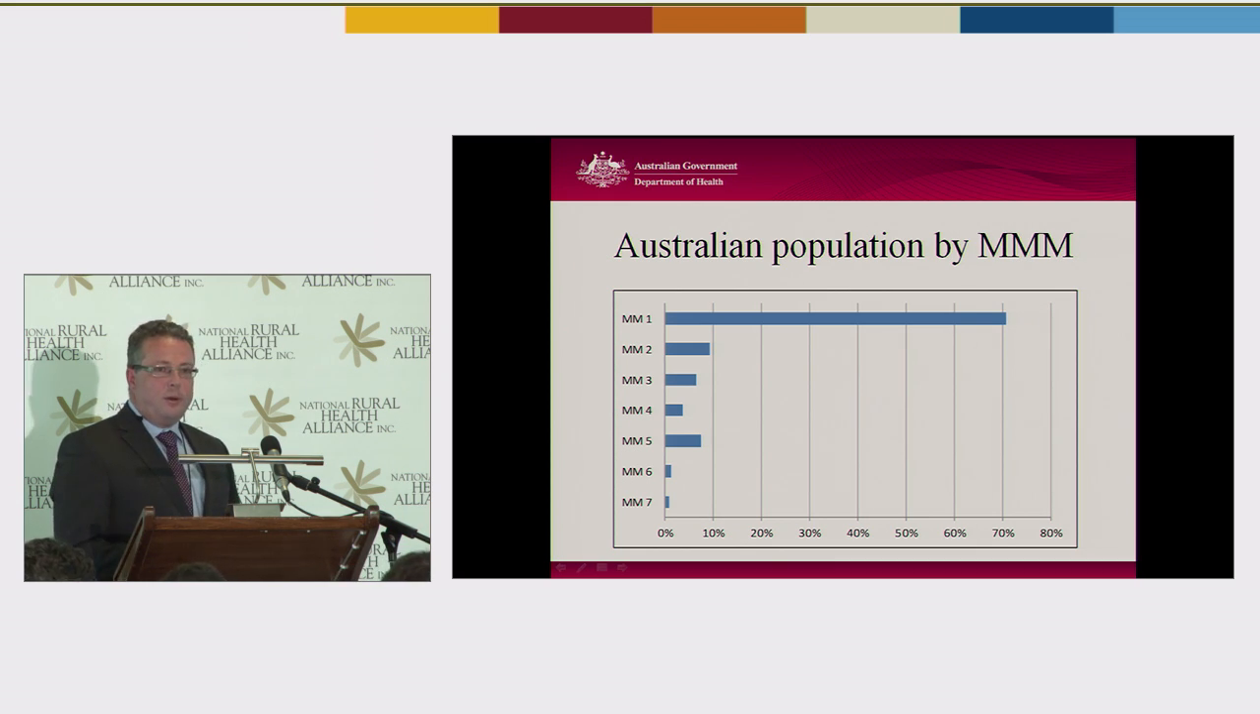And it's that sort of honing effect that we like about the Modified Monash. It starts us thinking that if we do really want equity of access, then we have to be thinking about what's happening in these smaller towns. Otherwise, we're leaving off a significant portion of the rural population.